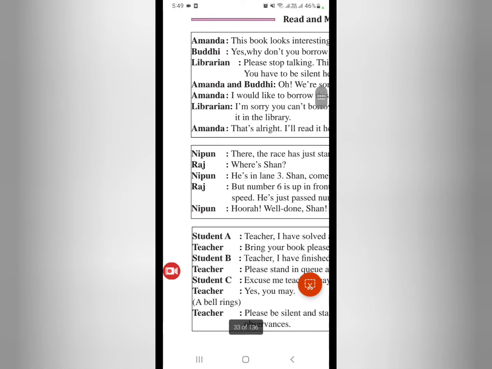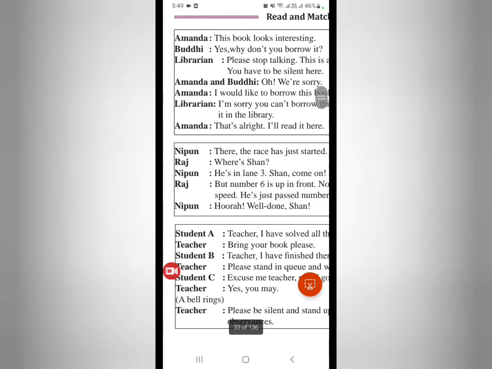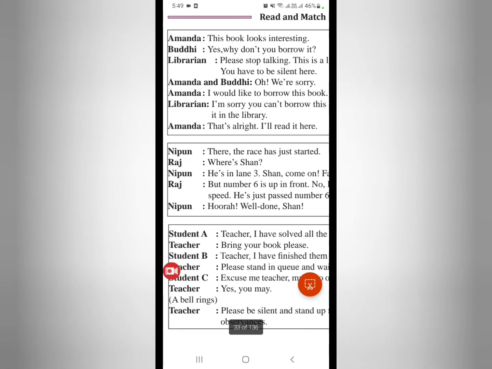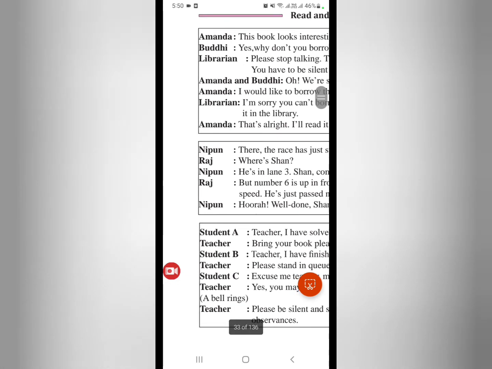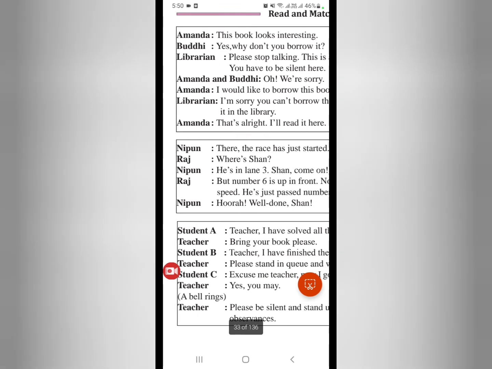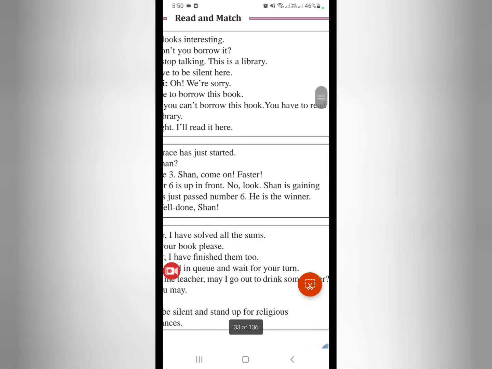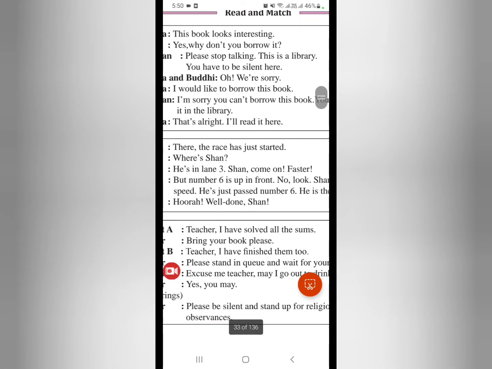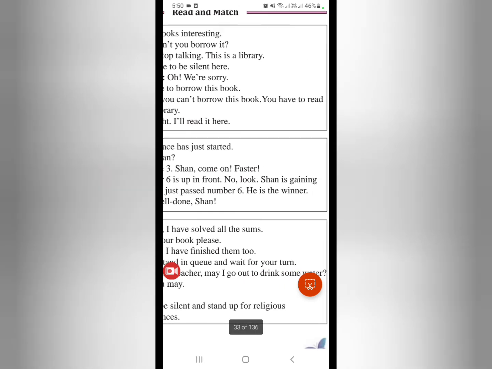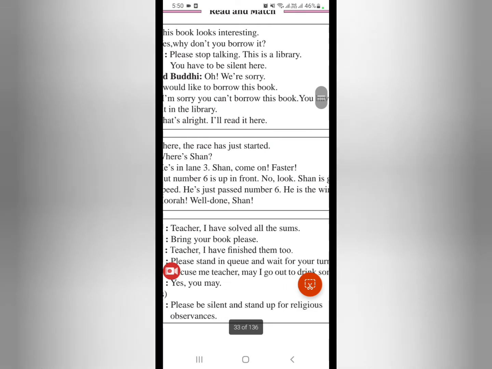Then Raj is asking a question, where is Shan? There is a friend who is named Shan. Then he is asking where he is. Then Nipun is replying, he is in lane 3. Then, Shan, come on faster, and Nipun is calling him. Raj is saying, but number 6 is up in front. No, look. Shan is gaining speed. He is just past number 6. He is the winner.